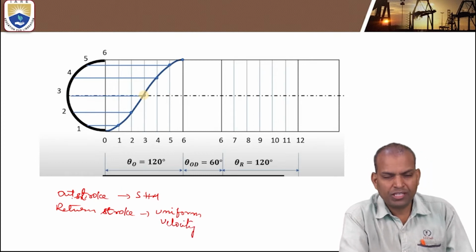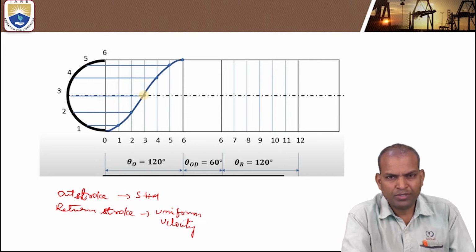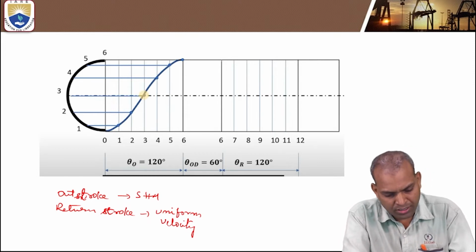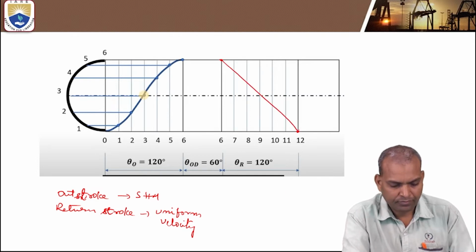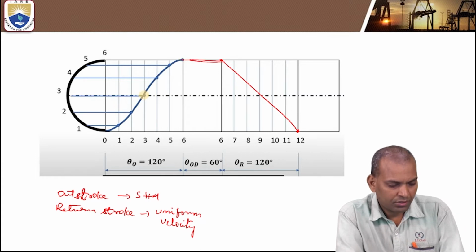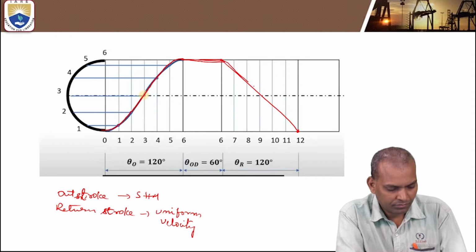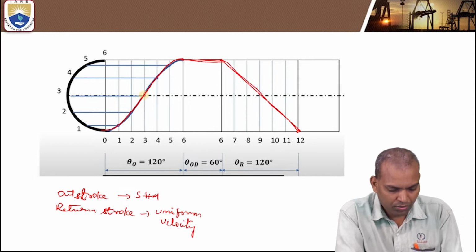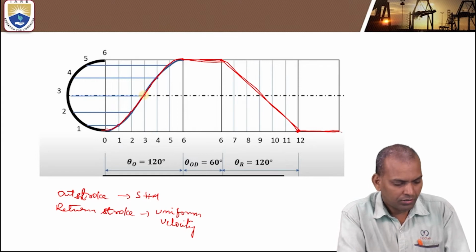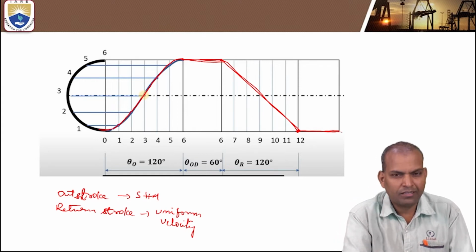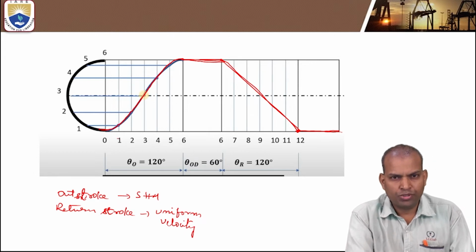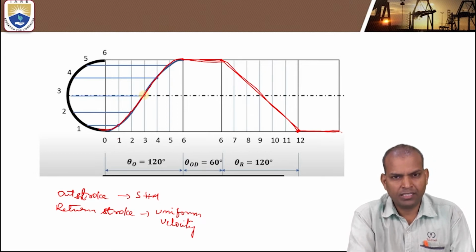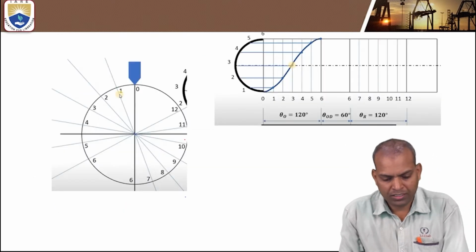Now for this uniform velocity motion of the follower, it becomes a straight line. So join this point up to the 12th point with a direct straight line. Okay, this is the complete line. So this curve is the displacement curve of the follower. During the outstroke it is SHM, and during the return stroke it is uniform velocity. So that is the curve.